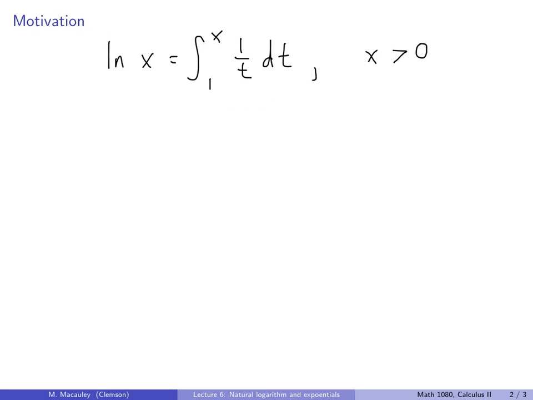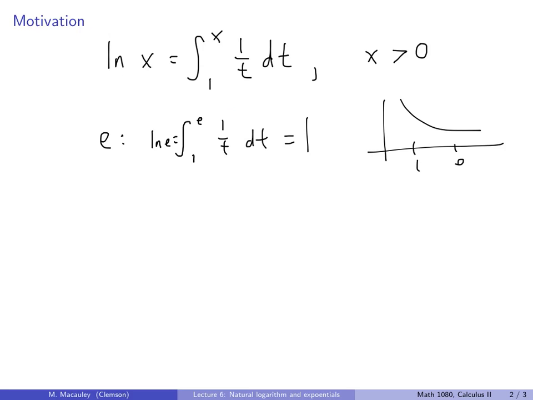And then from here, we defined e to be the number so that the natural log of e, which is the integral from 1 to e of 1 over t dt, is equal to 1. So e is that special number where this area under the curve is equal to 1.